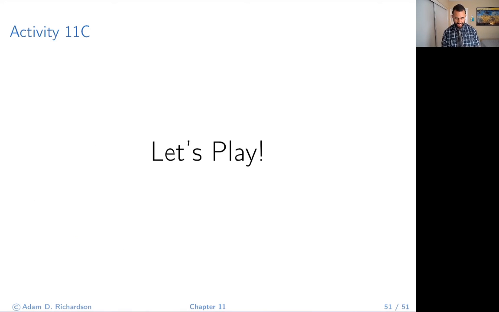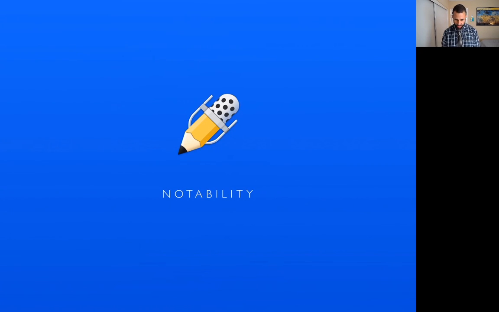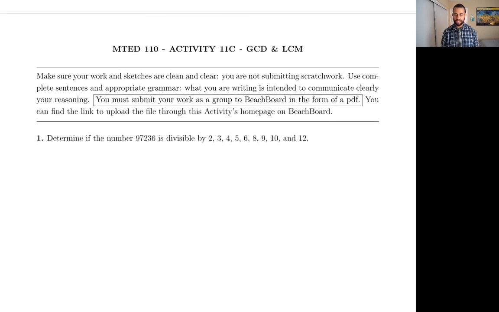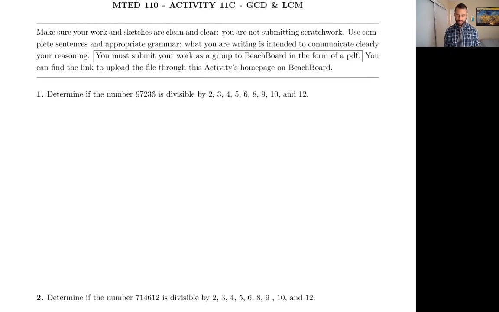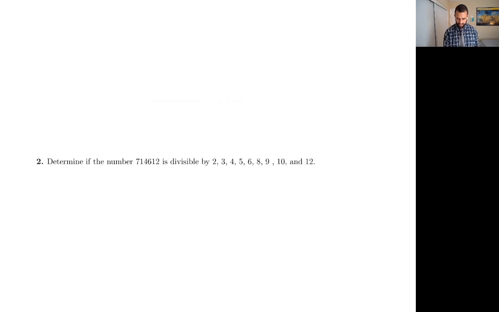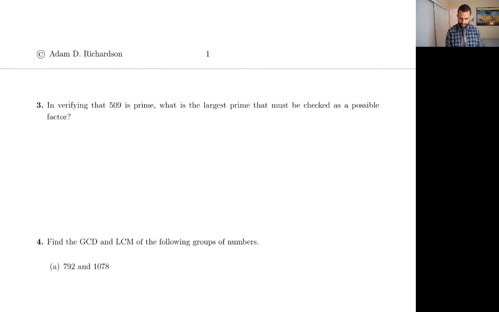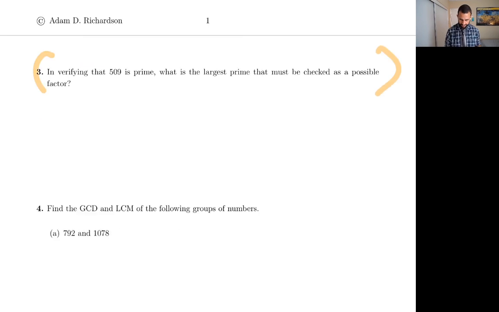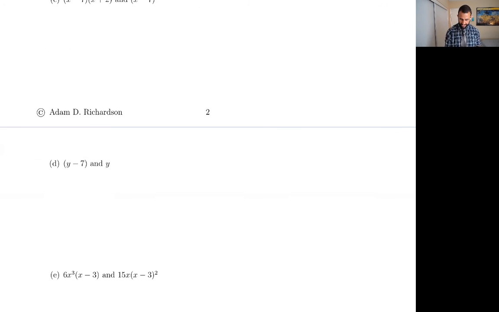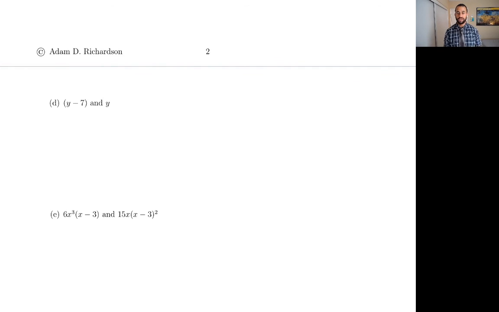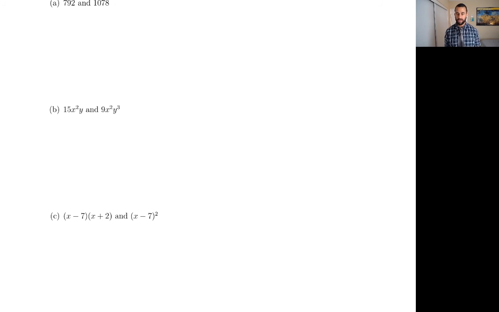Let's go to activity 11C. Let me pull it up here. Okay, so here's activity 11C. It's all about the GCD and the LCM and divisibility. Here, you're just determining if a number is divisible by those using the divisibility tests. Same thing for the second problem. This problem is asking you to make sense of that one theorem about primality where you only have to go up to the square root of the number. So make sure you understand that. And then the last bit is just finding the GCD and LCM of those numbers. All right, so I'll leave those ones to you.